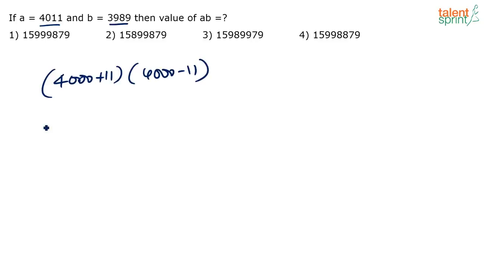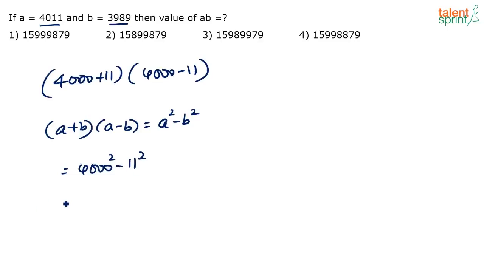So here you can write it like this. So this is nothing but of the form a plus b into a minus b, which is equal to a squared minus b squared. So this will become 4000 squared minus 11 squared, right? That is equal to 16 followed by 1, 2, 3, 4, 5, 6 zeros, minus 11 squared is 121. So the answer that you will be left with will be 15,999,879. Just check which option has that.